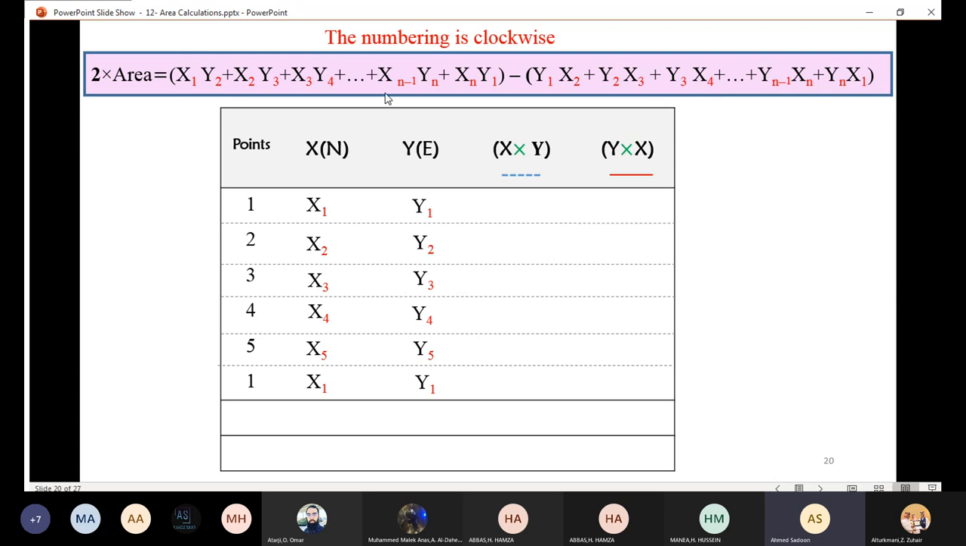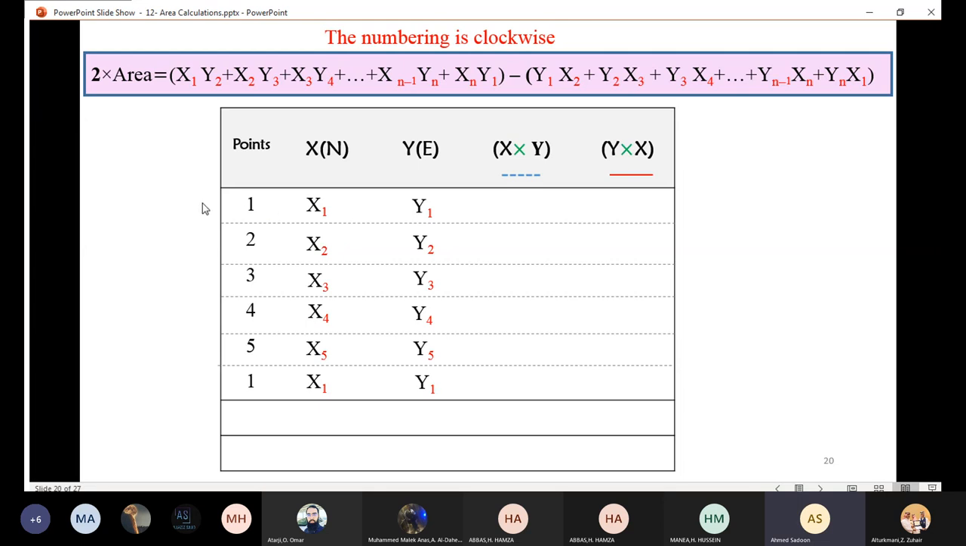What I will do, I'm going to assemble a table like that. I'm going to have five columns. First column is the points, second the x coordinate, third the y coordinate, and here we are going to have the xy component. Remember, here always I have the xy component. So this one I'm going to call the xy component, and this part, I'm going to call the yx component.